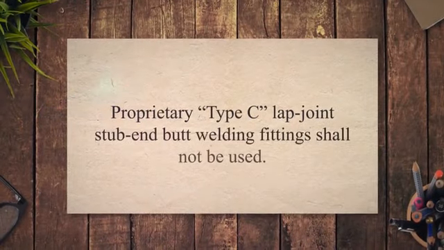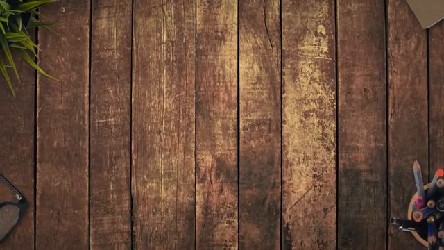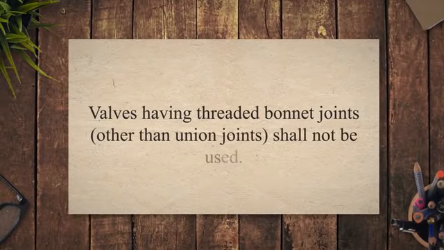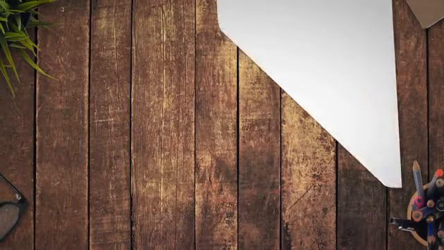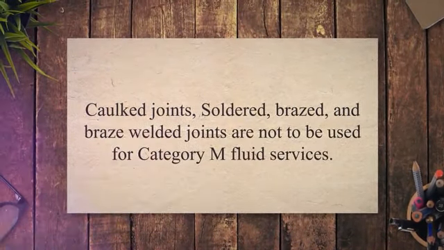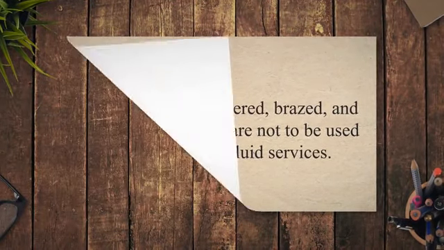Proprietary Type C lap joint stub and butt welding fittings shall not be used. The limitation for the miter bend angle is 22.5 degrees. Valves having threaded bonnet joints, other than union joints, shall not be used. Caulked joints, soldered, brazed, and braze welded joints are not to be used for Category M fluid services.